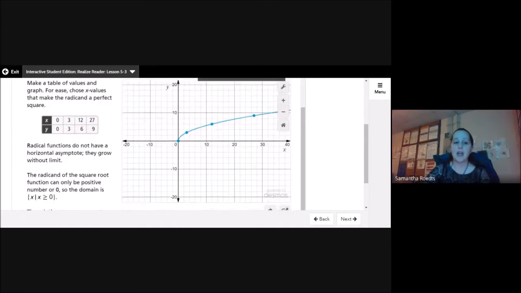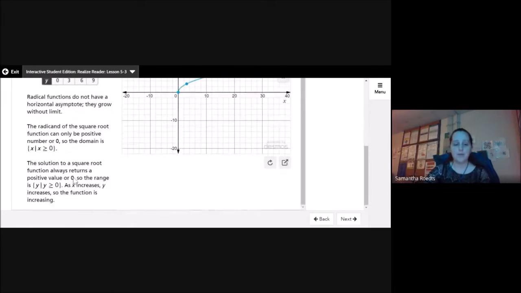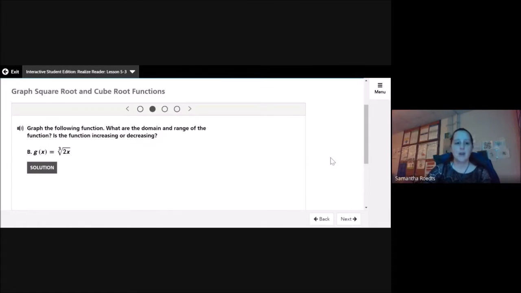So the domain is x is greater than or equal to 0. The solution to a square root function always returns a positive value or 0. So the range is y is greater than or equal to 0. As x increases, y increases, so the function is increasing.